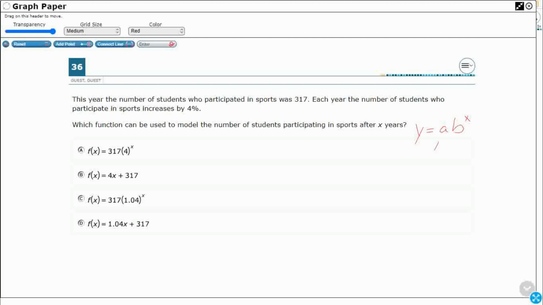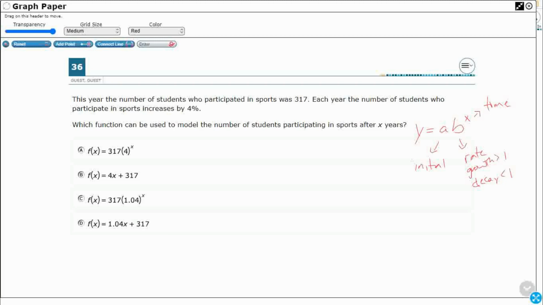So this A is going to be your initial amount, your starting amount, principal, if you're investing. This B is going to be your rate. So it's either a growth rate, if it's greater than 1, or a decay rate, if it's less than 1, and then this x is usually some type of time factor. So if we know that, then this problem kind of writes itself.